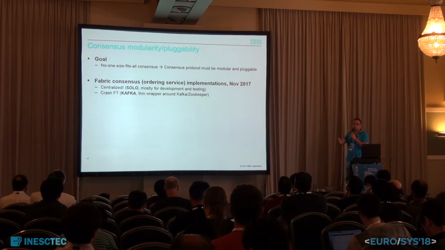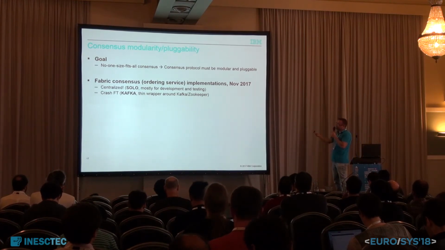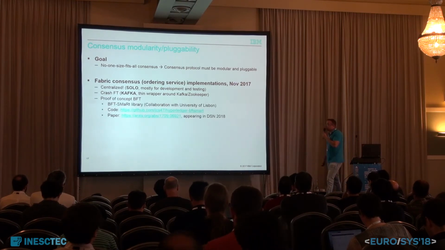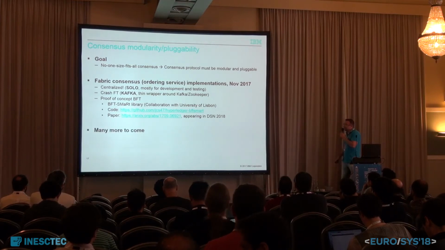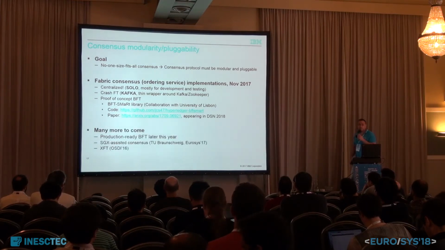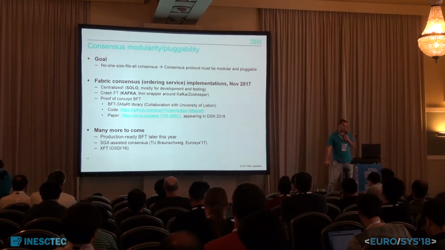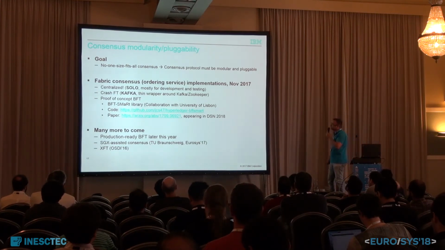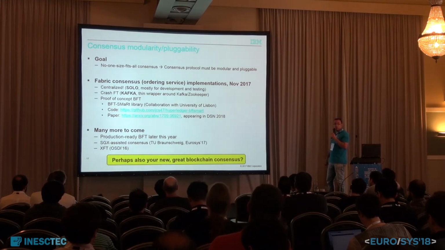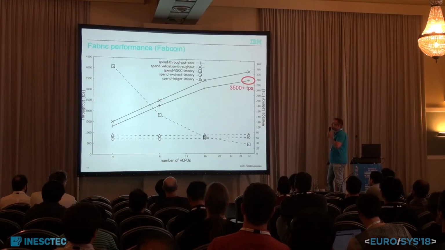Currently we have two implementations. One is centralized. If you want to deploy and develop around Hyperledger Fabric, you would do that. We have a production-ready crash fault tolerance and a proof of concept BFT developed together with University of Lisbon. This appears in DSN. So many more to come. Production-ready BFT ordering service is coming this year. And then we have some efforts to transfer some recent OSDI and Eurosys papers into Hyperledger Fabric ordering services. And if you're working on this, please try to plug in here your new best consensus protocol, right?